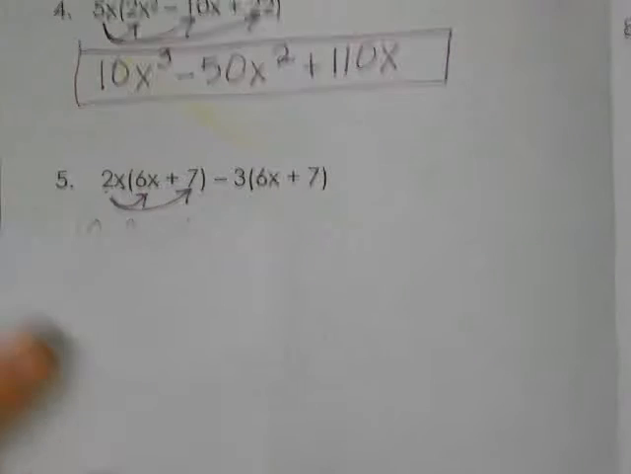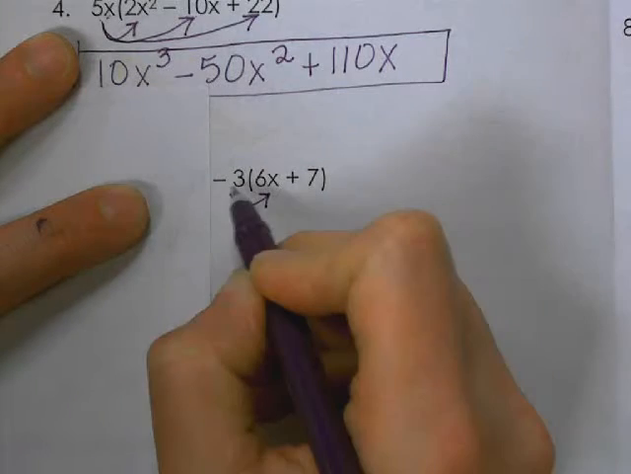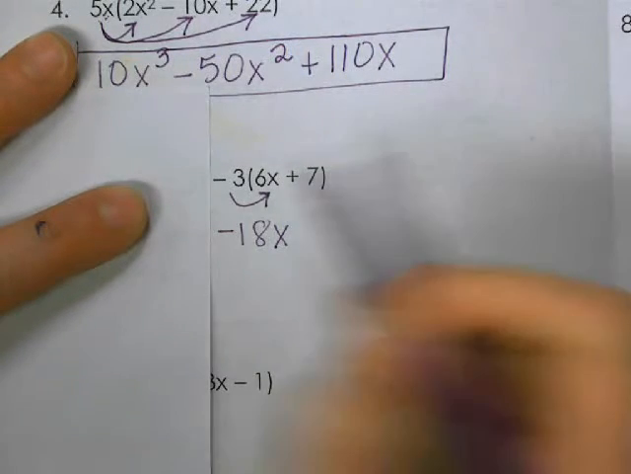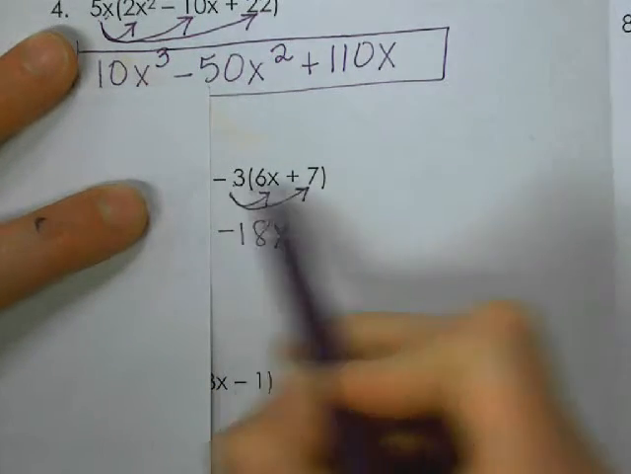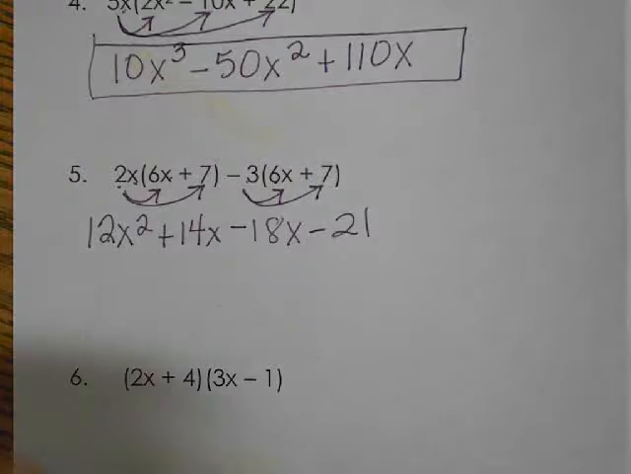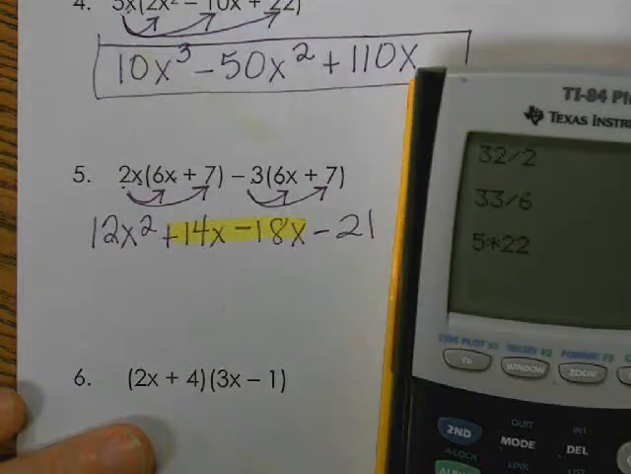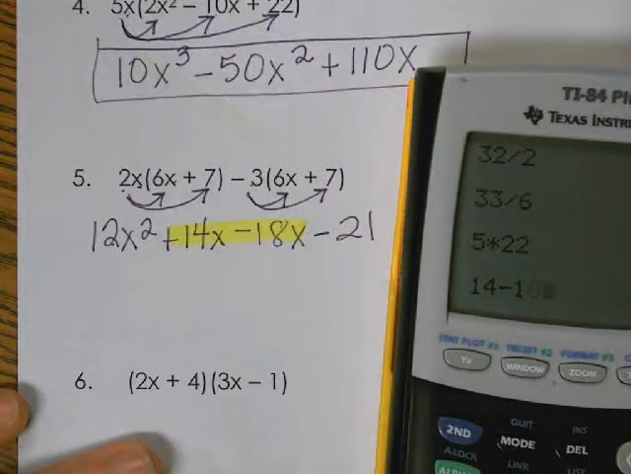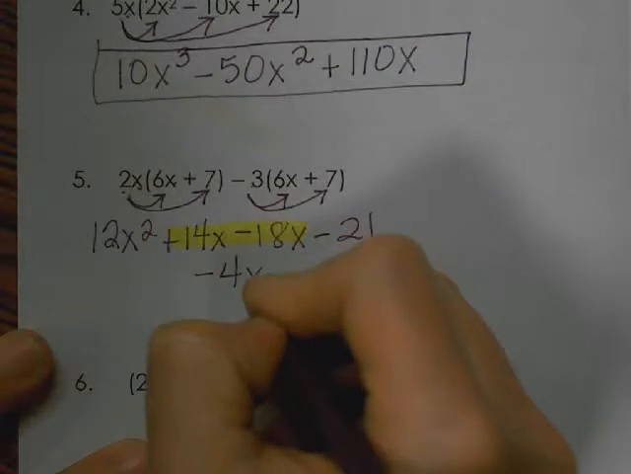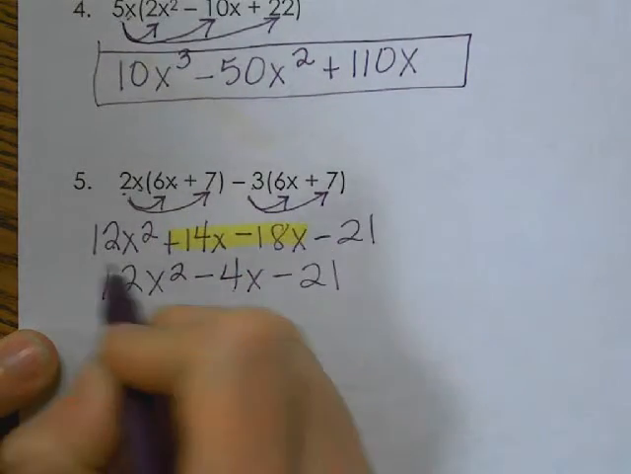Okay? Now we're going to do the second one. So we'll cover up the first one, and we're going to multiply. Negative 3 times 6x, that's negative 3 times 6, negative 18. Only one x is there. And then negative 3 times 7, negative 21. Now we've got to combine our like terms. So I can put together 14x and negative 18x. And if I do 14 minus 18 on my calculator, what do you get? Negative 4. So this is 12x squared minus 4x minus 21.